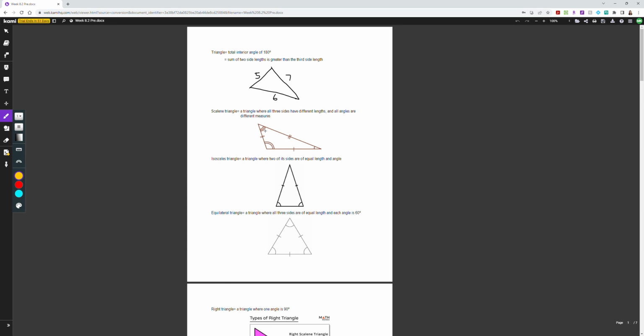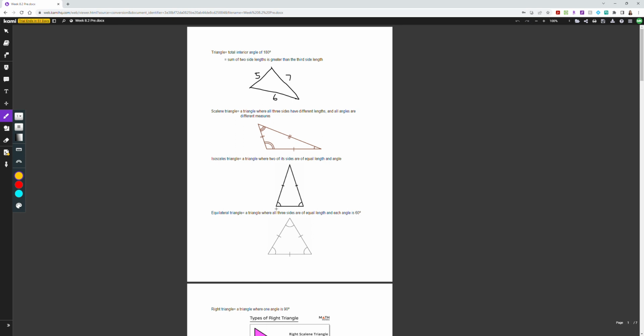And then an isosceles triangle is a triangle where two of its sides are of equal length and angle. As you can see, these two sides are marked with 1 tick, which means they have the same length. Same with these angles, they have one symbol, with just one curve, which means these two angles are going to be the same. That's really important to know, especially for next week when we get into congruent triangles. We're going to solve a lot of questions based on isosceles triangles.